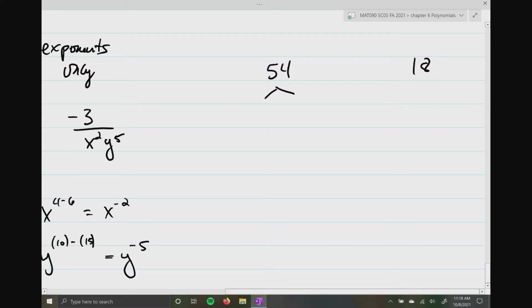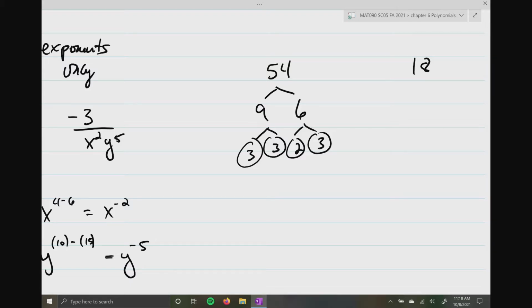So two numbers that multiply to give you 54 is 9 and 6. 9 is 3 and 3. 6 is 2 and 3. Notice all the numbers down here that I circled are prime numbers. If a number's not prime, it's called composite, meaning it can be broken down even further. So I'm going to do the same thing with 18. 18, 2 and 9, and then 9 is 3 and 3.